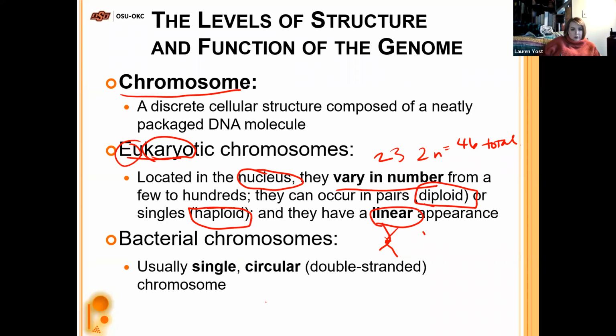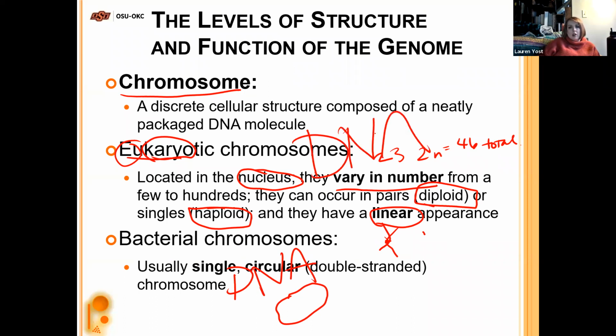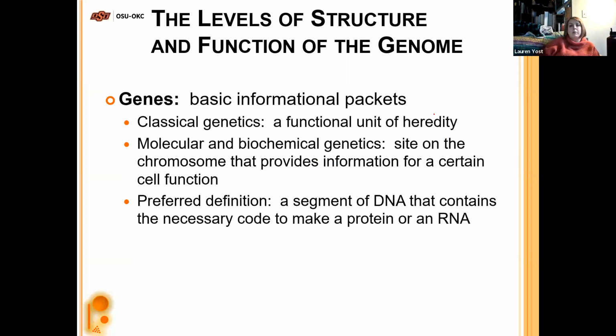Bacterial chromosomes, however, can get complicated, but they usually have only one, and it's usually a single circular double-stranded DNA chromosome. Our chromosomes as well, our chromosomes are DNA. Okay. Don't get confused with these viruses that are coming up. So genes, what does that word mean?